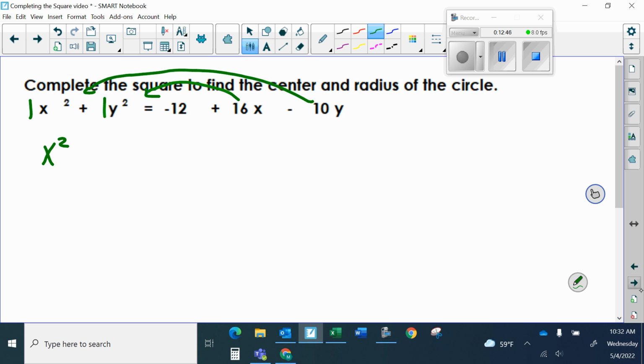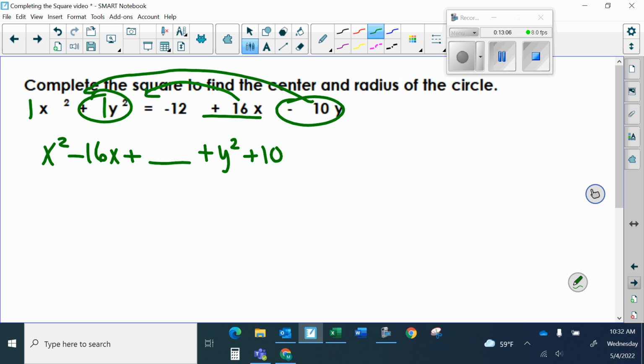X squared. How do I move minus? I'm going to do the x next because the x's go next to each other. How do I move plus 16x across? I subtract it, minus 16x plus blank because we're completing the square. Then I have my y squared. How do I move this negative 10y across? I add 10y across, plus blank equals, that negative 12 is staying over here, and then plus blank, whatever those two add up to on the left, I have to add to the right.